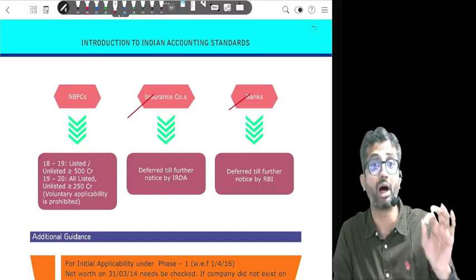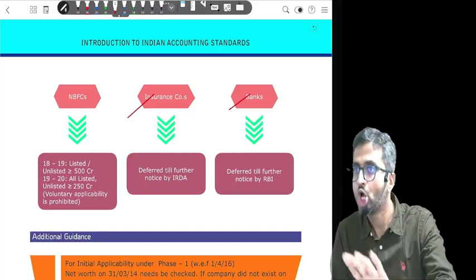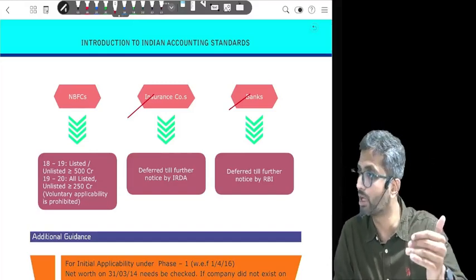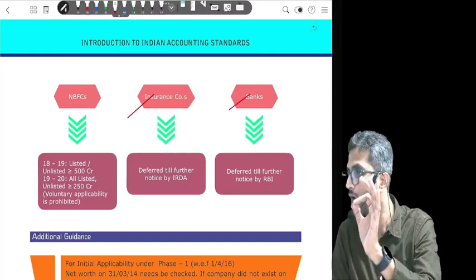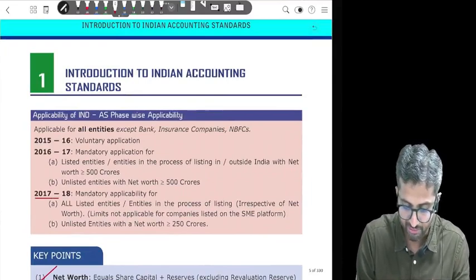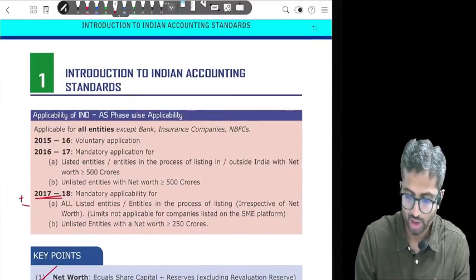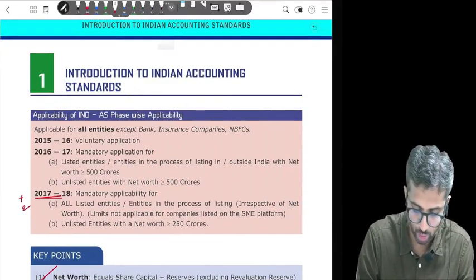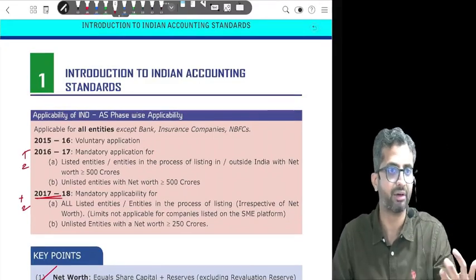As of now, they've allowed NBFCs to move to Ind AS. What is the roadmap for NBFCs? A +2 roadmap. What is +2? For example, 2017-18 +2, 2016-17 +2.